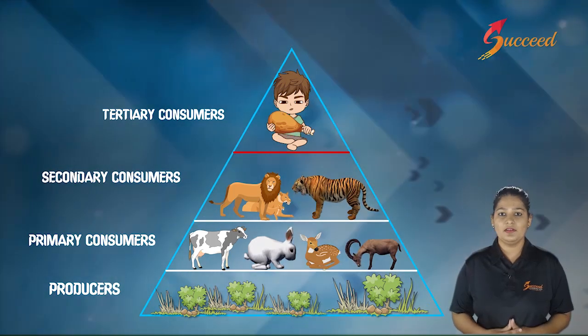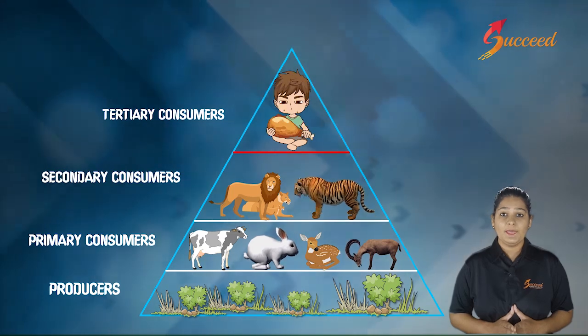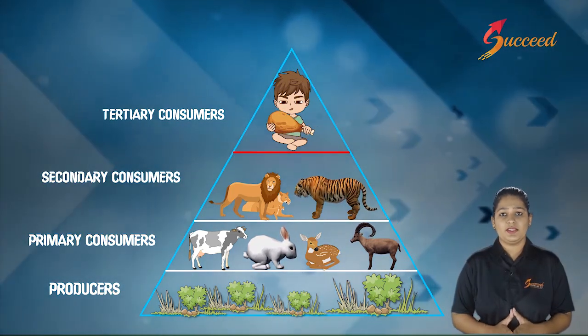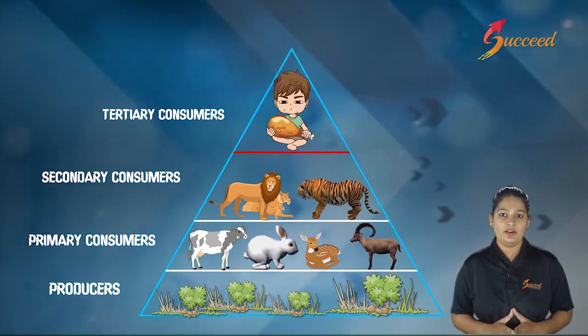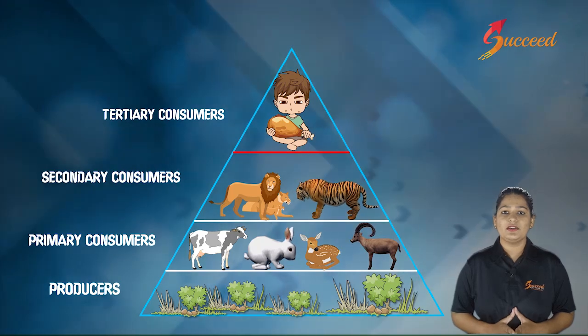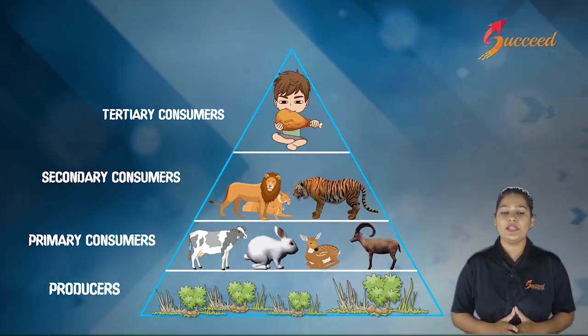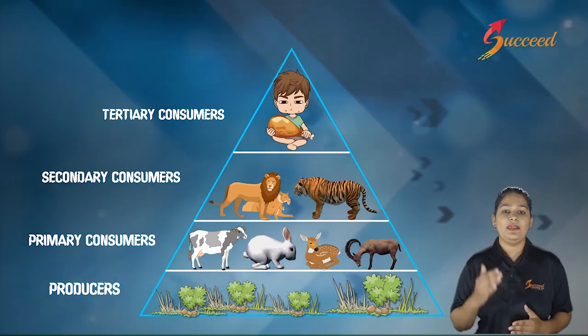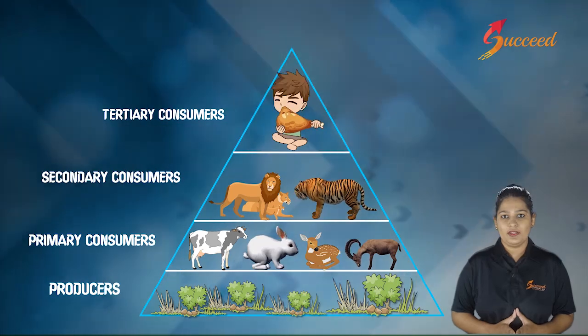For example, humans. The third category is tertiary consumers. They depend on primary and secondary consumers. Again, they do not depend on producers, they depend on primary and secondary consumers. So they can also be either carnivores or omnivores. And the foremost important point is that they attain the top level in the food chain, the topmost trophic level in the food chain.